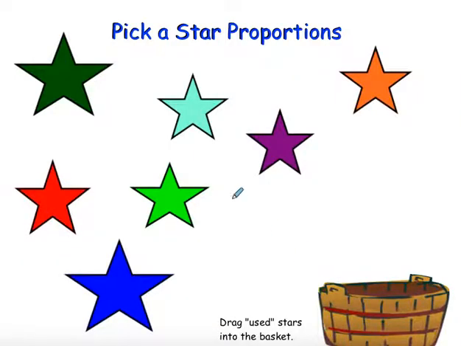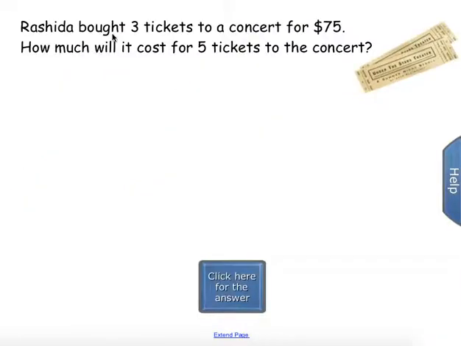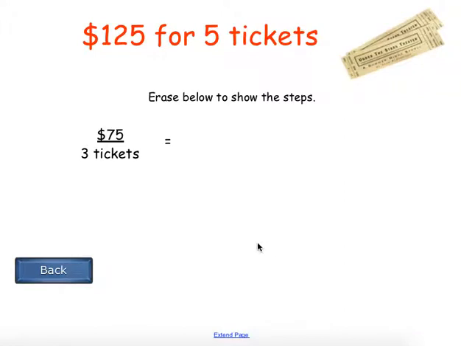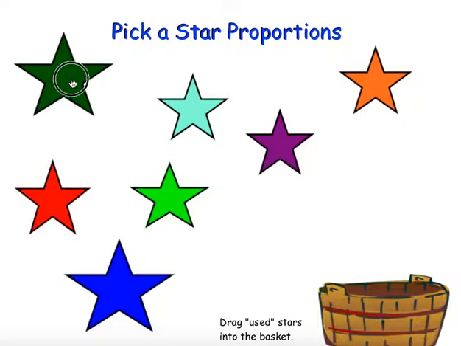All right, here are some simple problems that we can look at. We'll just do a couple. If Rashida bought 3 tickets to the concert for $75, how much will it cost for 5 tickets? Well, in this case, a good way to go is figuring out that unit rate. And we see that 1 ticket is $25, so scale it up, 5 tickets is $125.